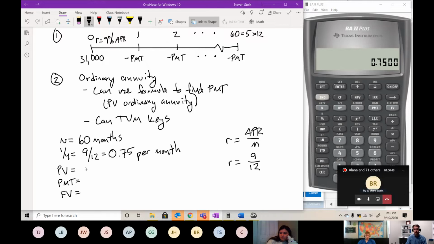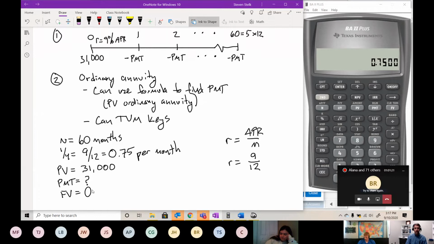Okay, let's plug in the rest of our variables here. Present value, that's what happens at time period 0. In this case, we actually know the present value of the annuity. It's $31,000 because that's what the bank gave us, and we're going to pay it back over 60 months. I've adopted the perspective of the borrower, so that's going to be a cash inflow or a positive $31,000. Payment is what I'm solving for, so I'm going to put a question mark there. And future value is the weird one. I'm going to put a 0 here.